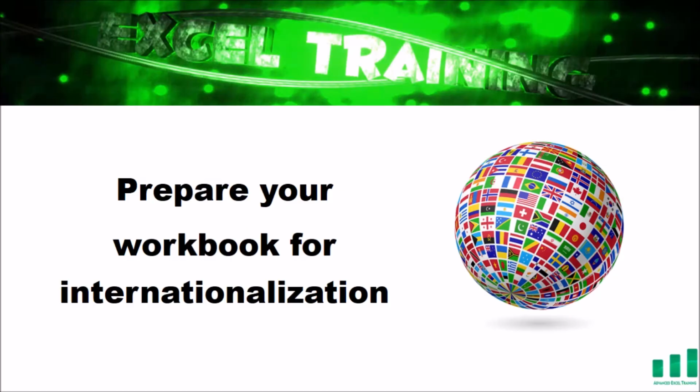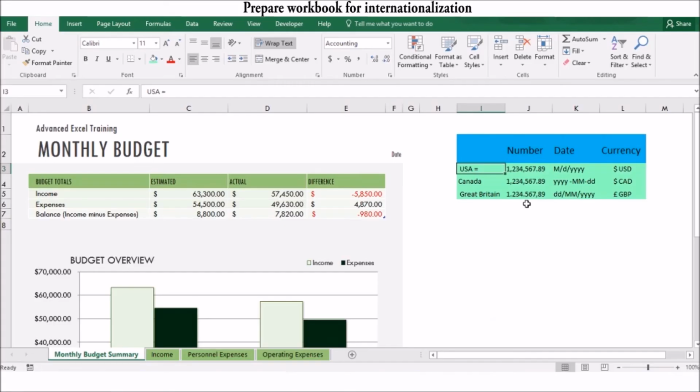Lastly, let's prepare our workbook for internationalization. If you are creating a workbook that will be used internationally, you can tailor certain aspects of your worksheet for your users. For example, many countries use a period as a thousand separator and a comma as a decimal point. Even the date formats are different around the world. You may also use currency symbols that are appropriate to the region.